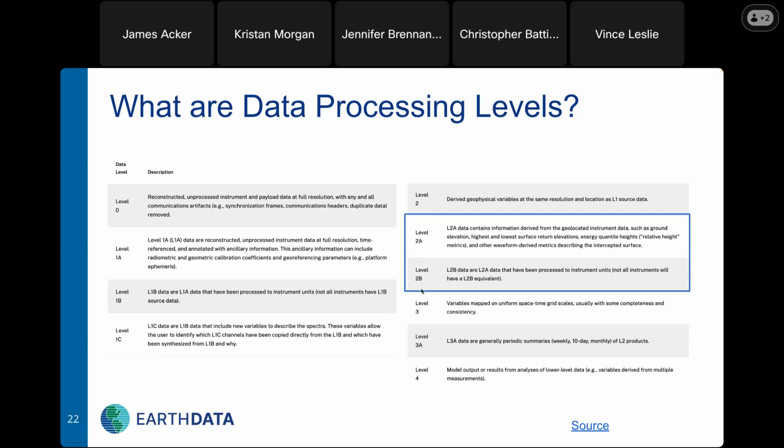And so I've highlighted in this blue rectangle on the right the level 2A and 2B types of processing levels for the TROPICS collections that we're going to show. And you can see that the level 2B data set is similar to the level 1B data sets, which are basically that they have instrument units processed. And all the other collections that we have are level 2B.